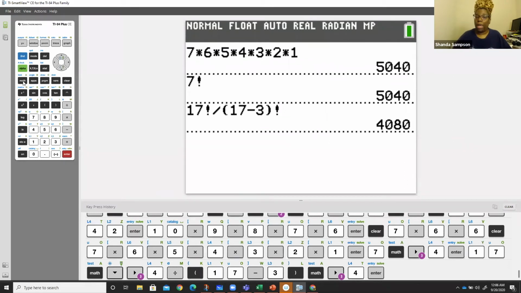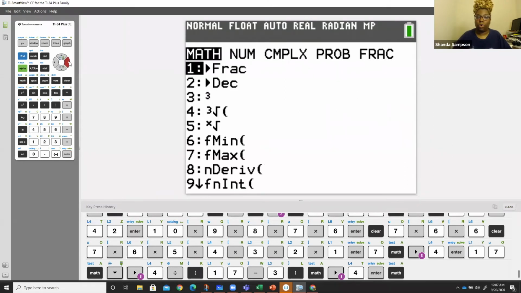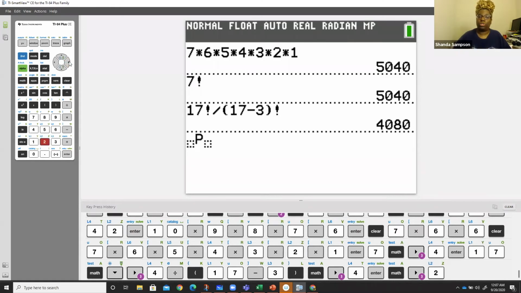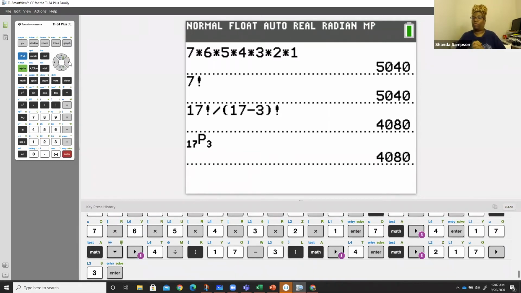We need to go to math if you're on an 84, and you go over to probability. Now you have to determine whether it's a permutation or a combination. In this example, we said it was a permutation, so we're going to hit number 2, and then we can just fill in our numbers. So it's 17 things taken 3 at a time. There you go. You have 4080.